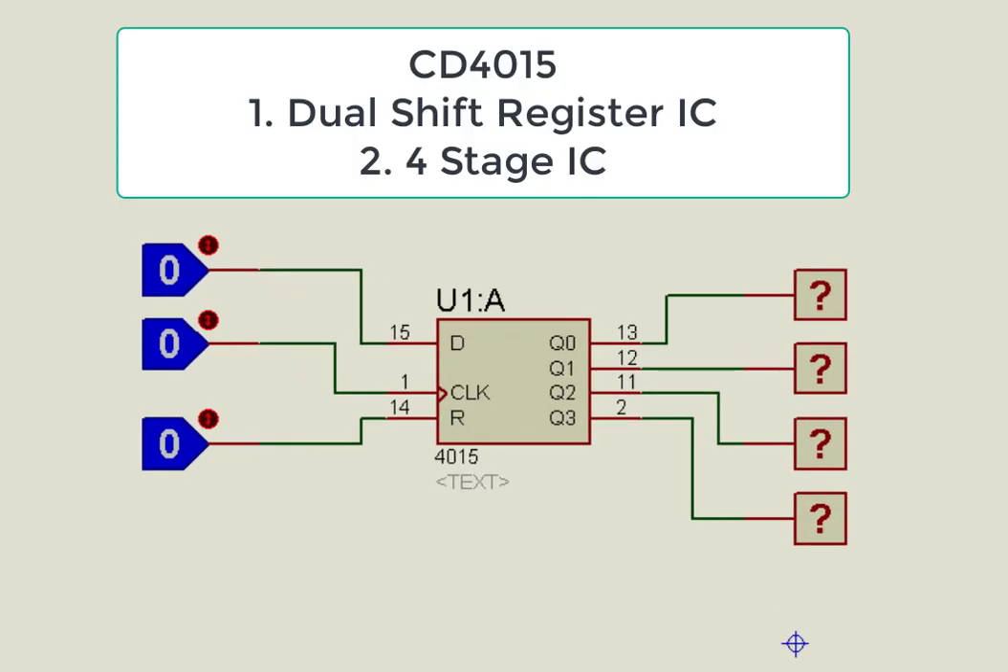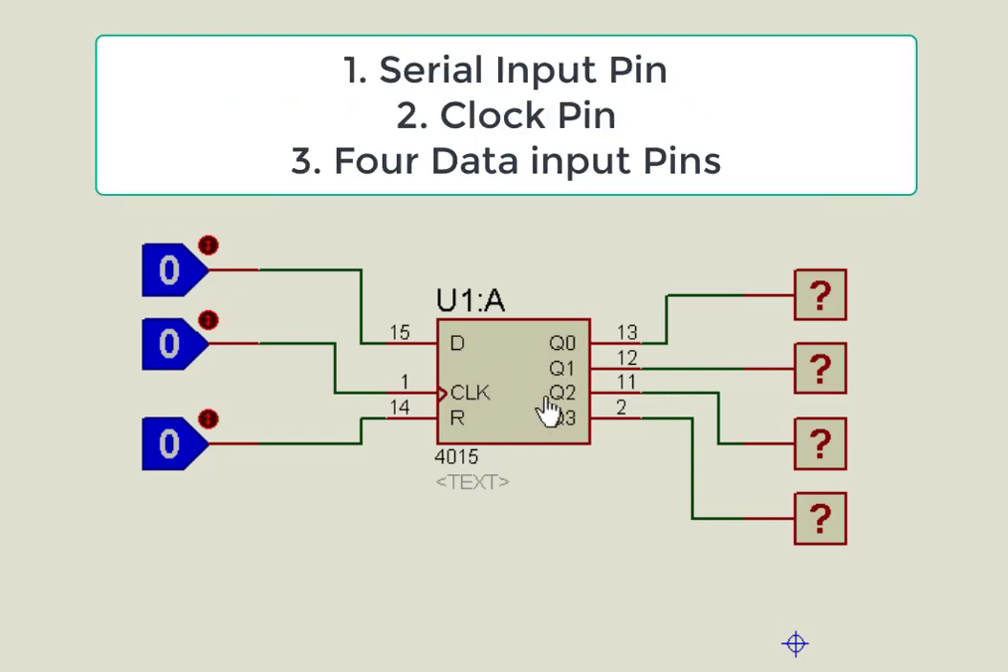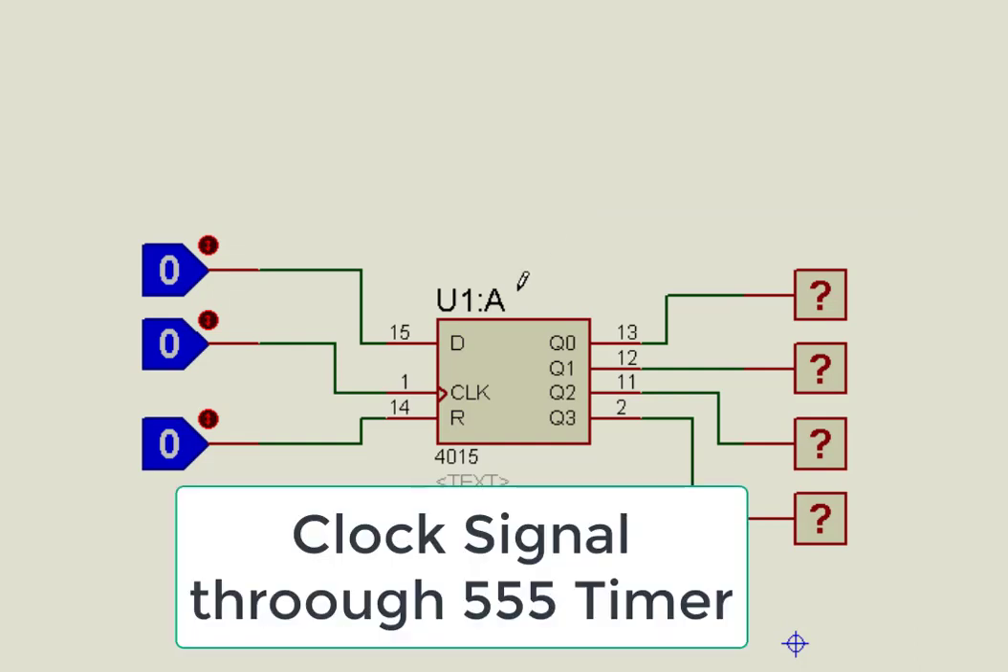CD4015 consists of two 4-stage shift registers. Each register has its own 4 bits parallel outputs, a reset pin, one serial data input pin, and a clock pin. The clock signal is provided through a PWM signal. We can generate PWM through a 555 timer, or any other digital IC. It is also called a serial-in parallel-out register.